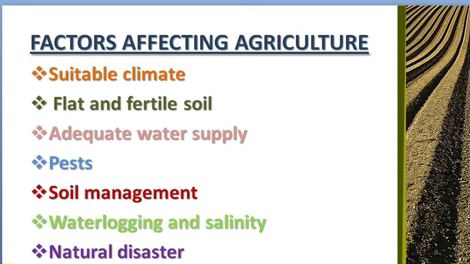Yes, students, we will continue our lesson now. This is new. Factors affecting agriculture. Number 1, suitable climate. Number 2, flat and fertile soil. Number 3, adequate water supply. Number 4, pests. Number 5, soil management. Number 6, waterlogging and salinity. And last is natural disasters.